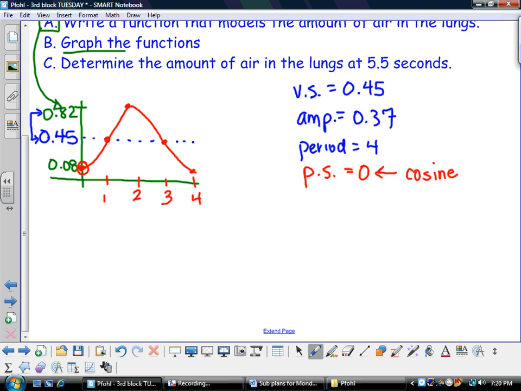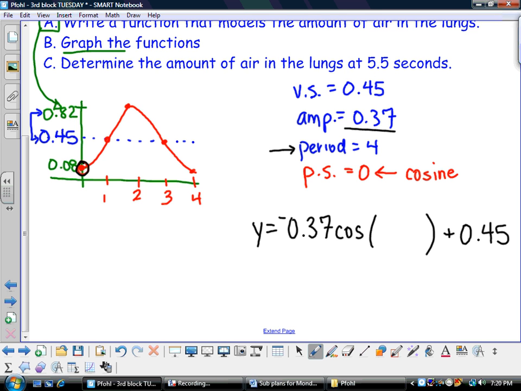We have all of the information we need to write our equation. Our equation is going to be y equals, the amplitude is 0.37. But in this case, since we're starting at the bottom of the graph, we need to use a negative 0.37 times the cosine of. We'll come back and use the period to figure out what's going on inside the parentheses in a minute. But outside the parentheses, we are going to add 0.45 from the vertical shift.